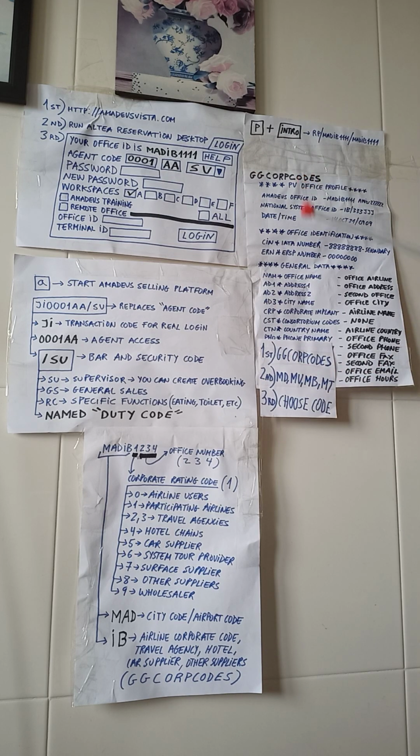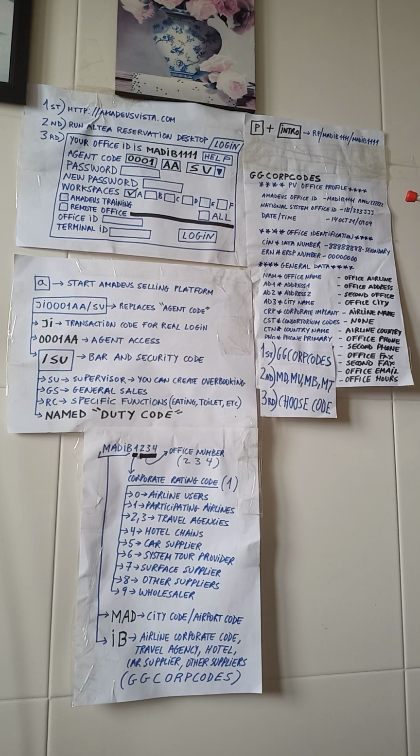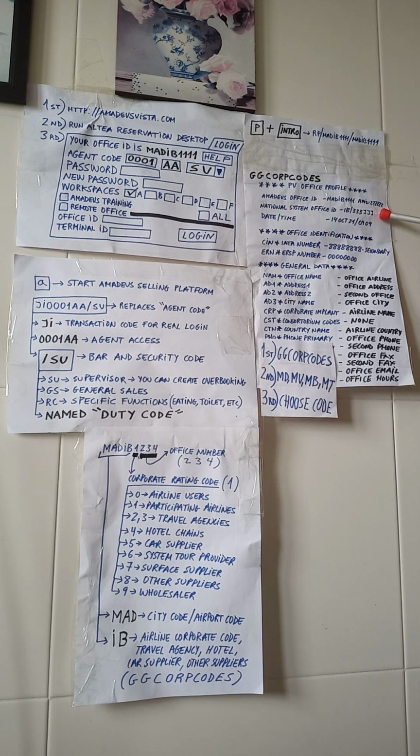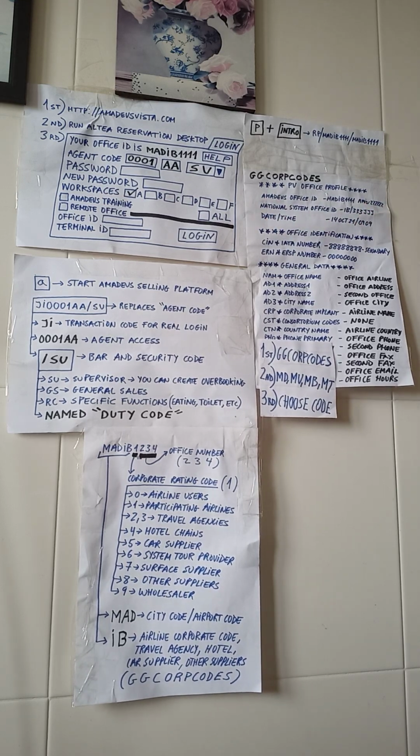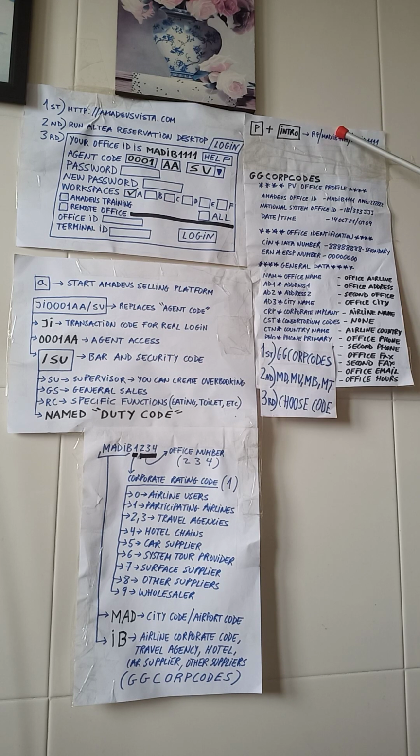In the screenshot, the only thing you need is this code, the office code. The rest of the information is not important. This small code in the corner is not important, okay? This line is not important, this line is not important. The only thing you need is this small code. It means the same you found here and the same you found here. That's all.